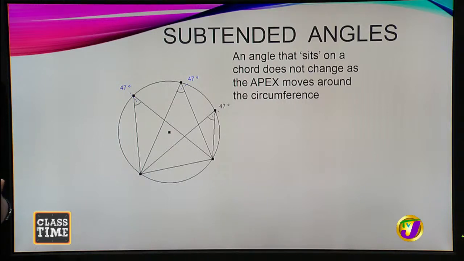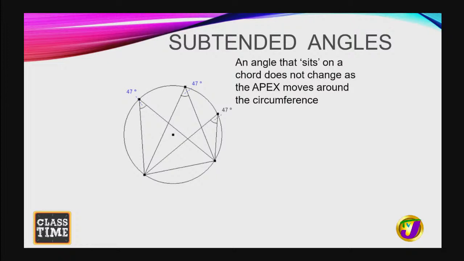So this is just for some more emphasis. An angle that sits on a chord does not change as the apex moves around the circumference. We just discussed this a while ago, but repetition is key. Formalizing what we discussed earlier, as long as it stays in the same segment, which is a crucial point. It's very important that you note this: it must reside in the same segment. As you saw before, if the segment changes, the value of that angle also changes.